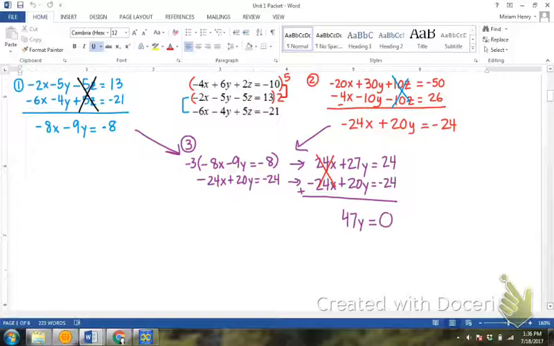Now, is this a no solution? Because I have 47 and 0. Is it a no solution? No, not yet, because the variable's still there. I still have a variable, right? And remember we said 0 can be an answer, right? So we're going to divide by 47, and we know 0 divided by anything is 0. Okay, so we have y is 0.